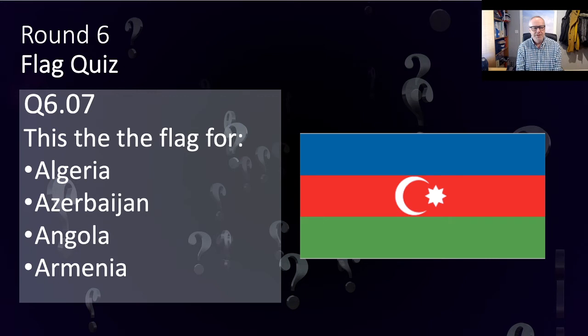Question number 7. This is the flag for Algeria, Azerbaijan, Angola or Armenia? But which of those 4 A's is it? Algeria, Azerbaijan, Angola or Armenia?